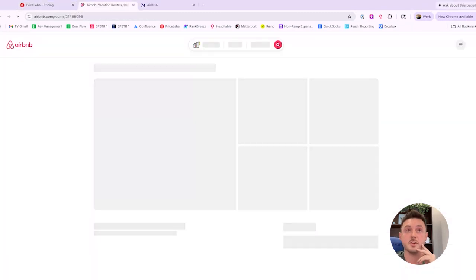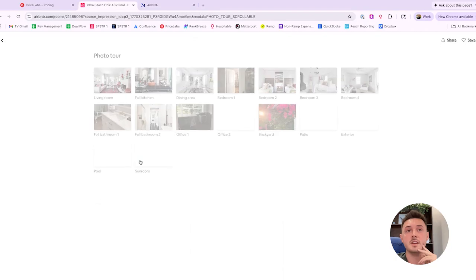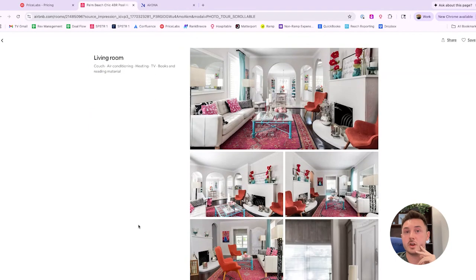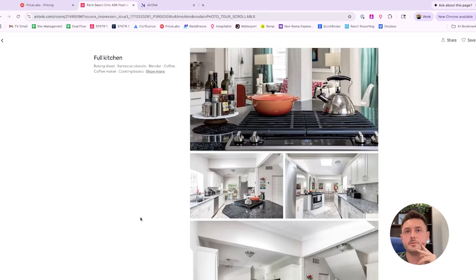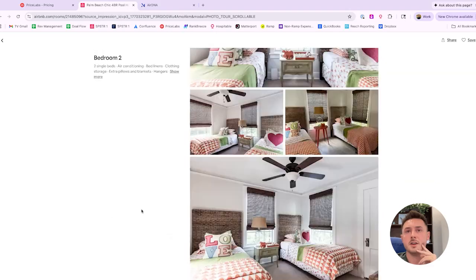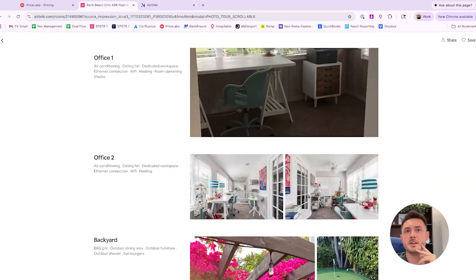So I click this button here. It'll open up that listing. I just scroll through the pictures. I can see it's a generally well-designed home. Yep, inside, pretty consistent. Looks pretty updated.